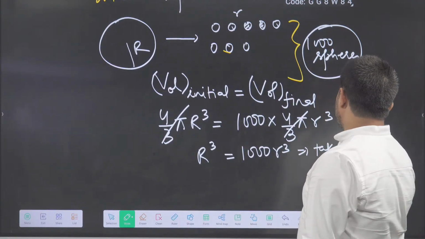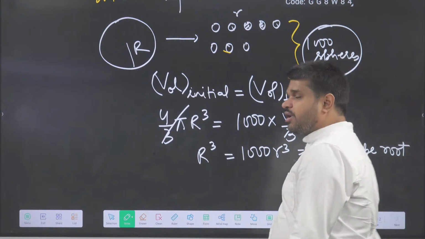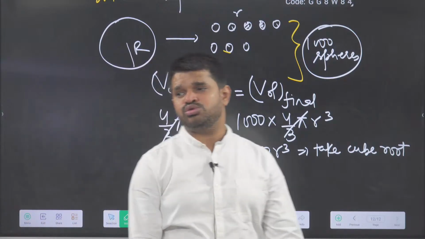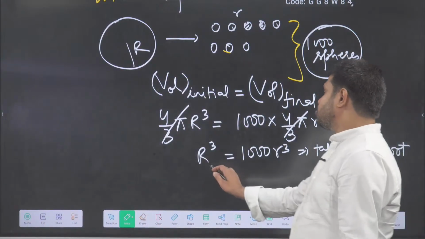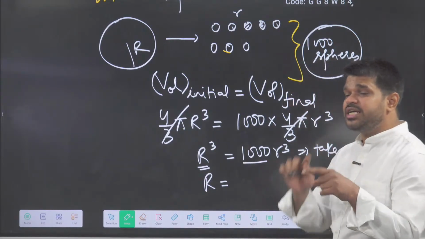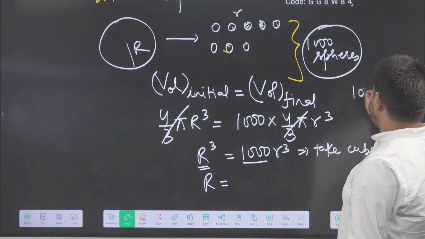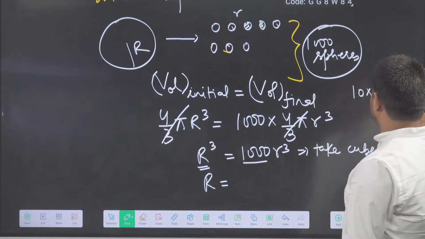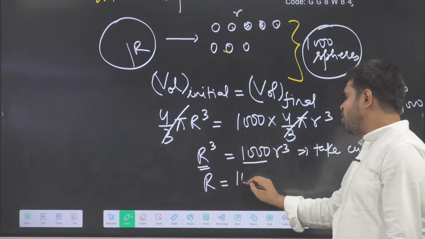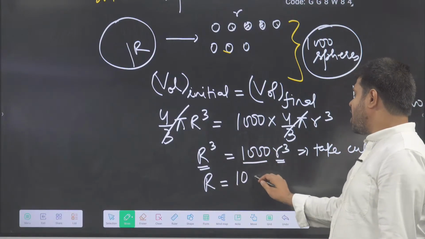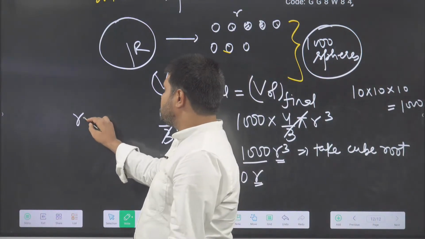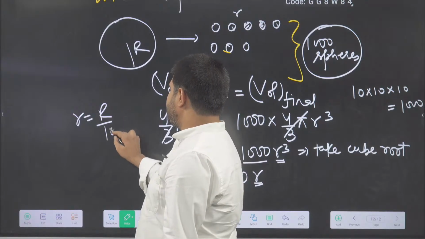Okay. Now take cube root. Just like you take square root, under root, you can take cube root also. So what is the cube root of capital R cube? Capital R. 1,000 is 10 cube. Remember, 10 into 10 into 10 equals 1000. So the cube root of 1000 will be 10. And the cube root of small r cube will be small r. So small r equals capital R by 10. Write it.